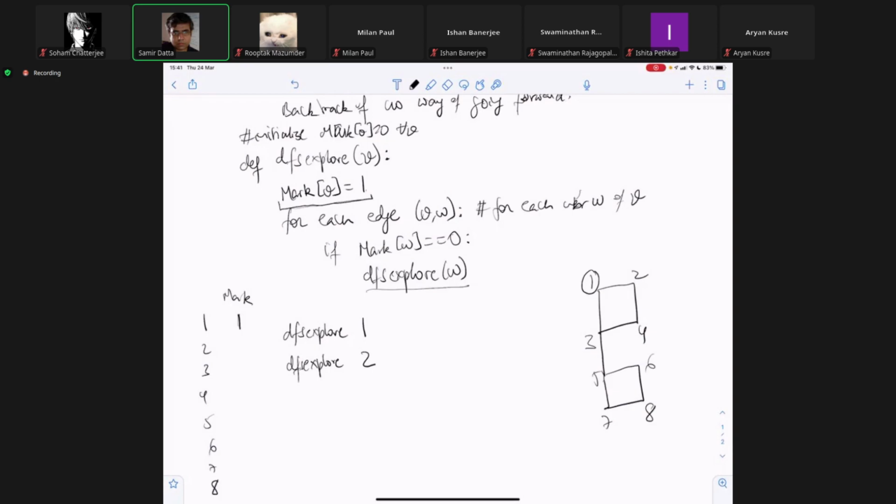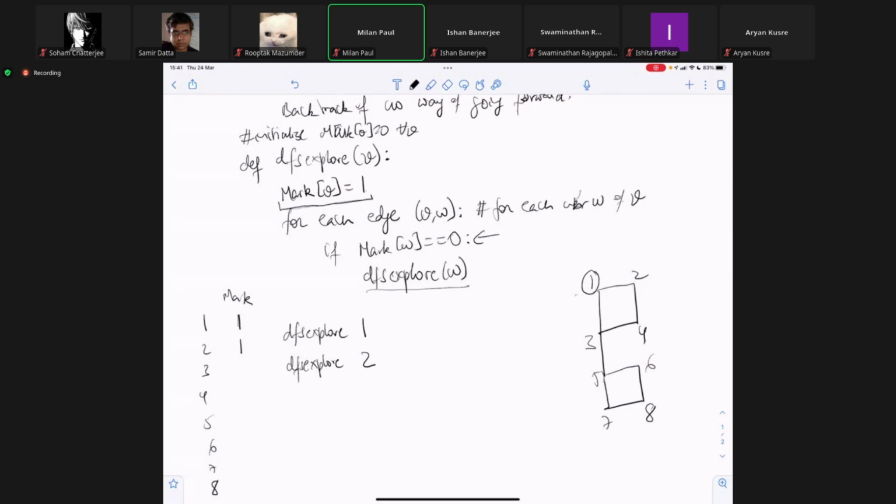Then you would go here and mark 2, and in DFS explore 2, one neighbor is 1, so you might call with 1, but you will not call DFS explore with 1 because you will see that mark 1 is equal to 1 already. So this will stop you from calling DFS explore 1. Are you with me?